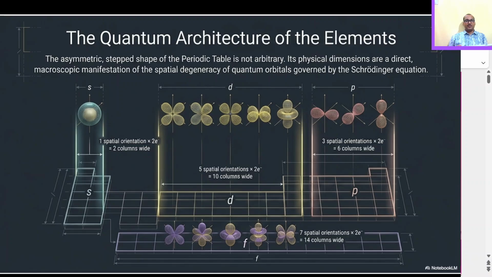Here you can see the quantum architecture of different elements, how their orbitals look. Similarly, you can have s block, s orbital. You have one special orientation in 2s, so you have only 2 columns. Similarly, for d block elements you have 10 columns, for p block you have a total of 6 columns, and for f block you have a total of 14 columns.